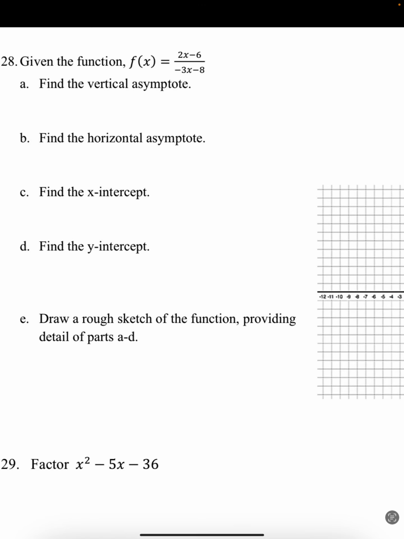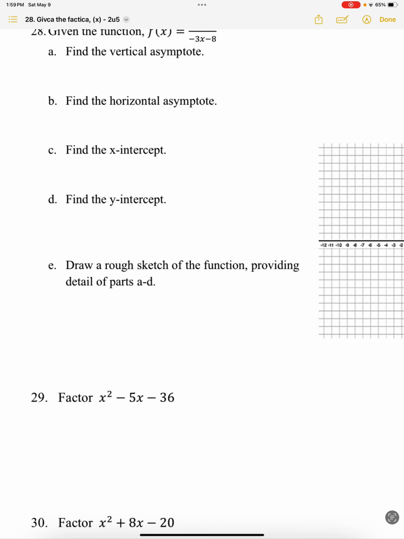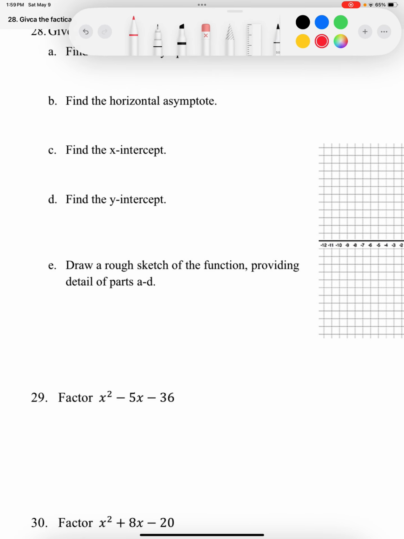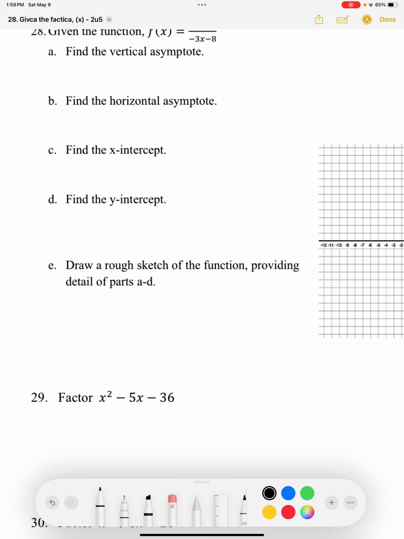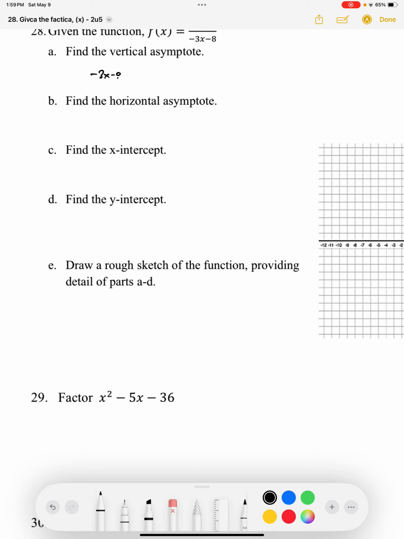Okay, let's do another one. So again, vertical asymptote, that is when you set the denominator equal to 0. So the denominator is -3x minus 8, make it equal to 0. Now solve for x, so add 8 to both sides. You get -3x equals 8, divide by -3, and x equals -8/3.